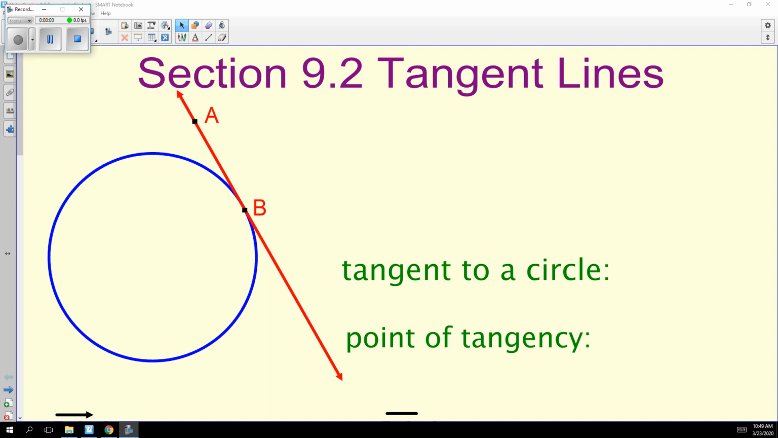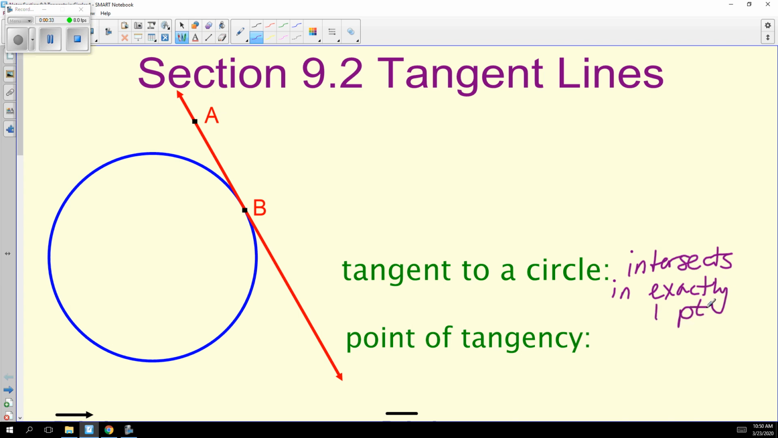If you happen to have printed the notes from Section 9.1 on basic vocabulary and gone over that a little bit, then you would recall that a tangent line is a line, ray, or segment that intersects a circle in exactly one point. And the point of tangency is the intersection of the circle and the tangent line.